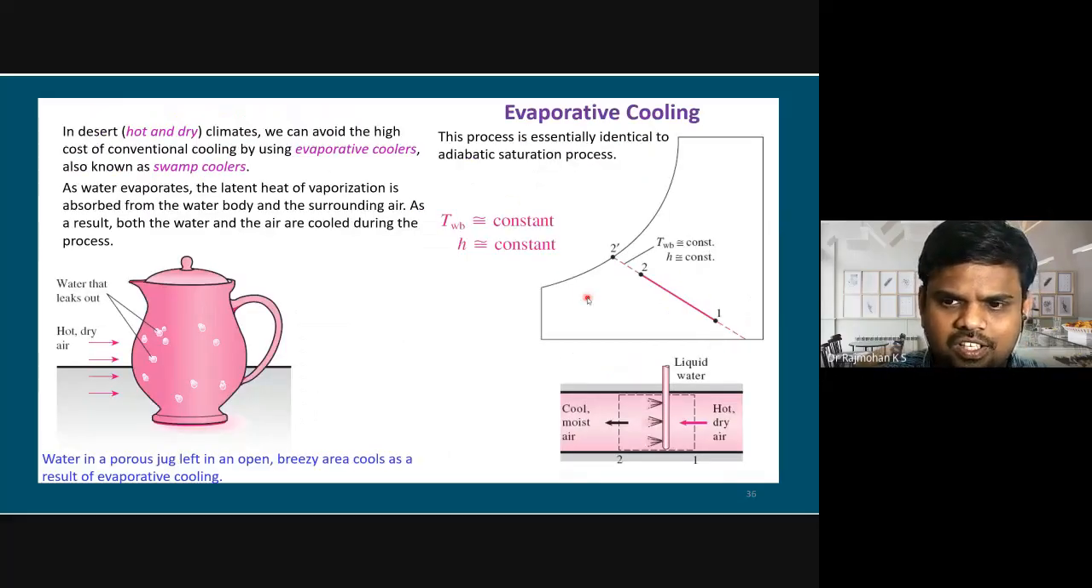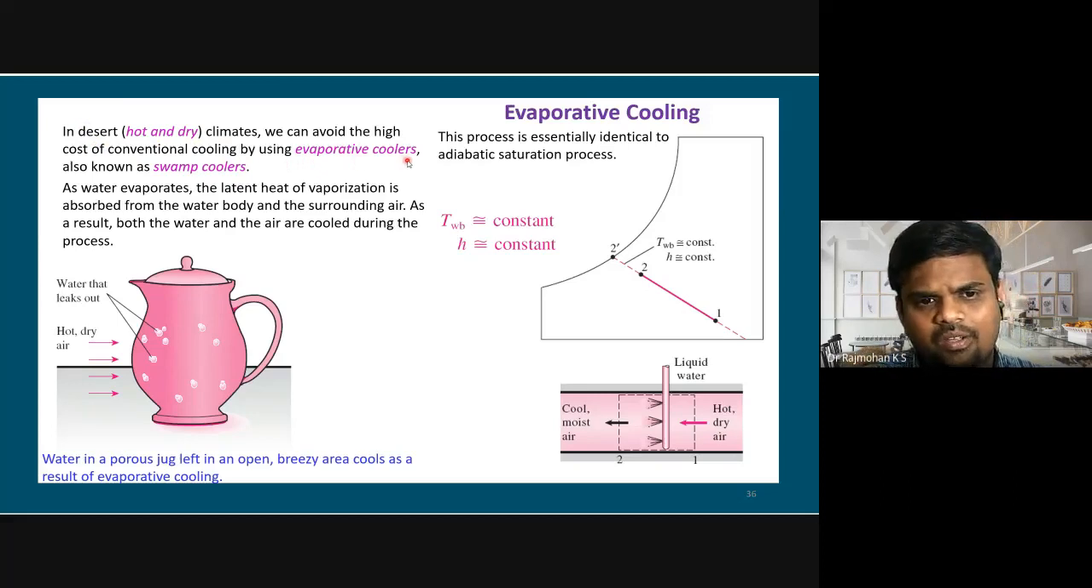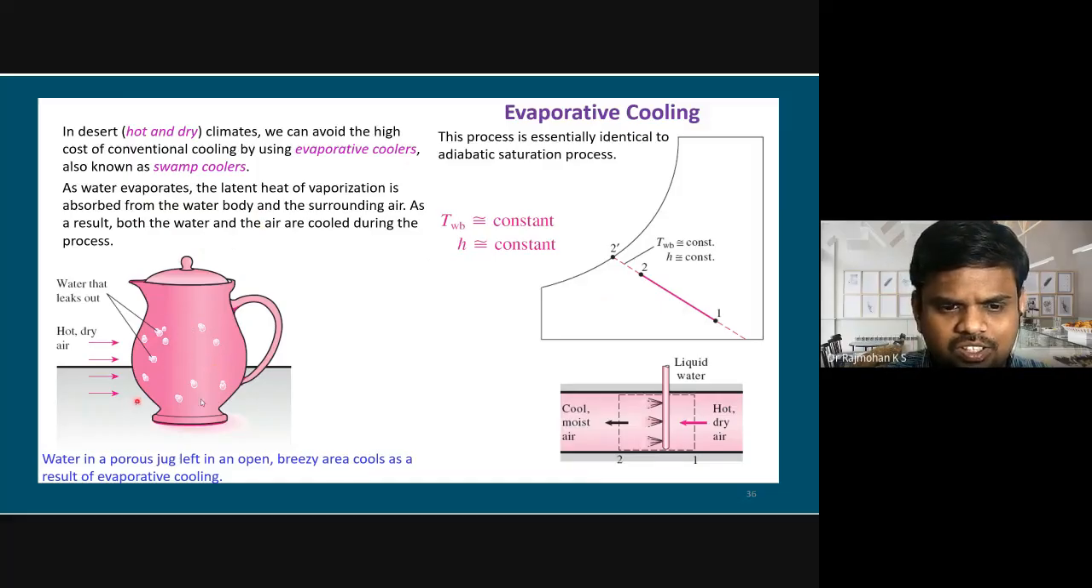And there is another term called evaporative cooling. I told you when you are doing evaporation, evaporative cooling can be performed. Consider if we are in a desert where we have a hot and dry climate, we can avoid the high cost of conventional cooling by using evaporative coolers, also known as swamp coolers. As the water gets evaporated, the latent heat of vaporization is absorbed from the water body and the surrounding air. So as a result, both the water and the air are cooled during this process.